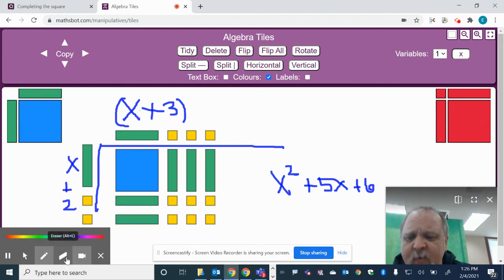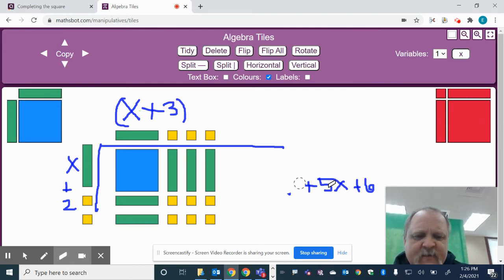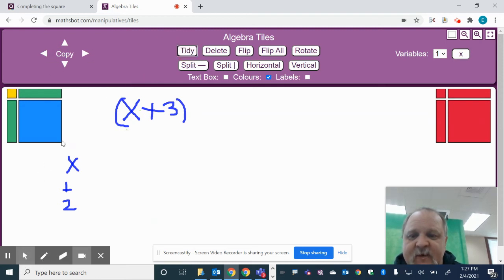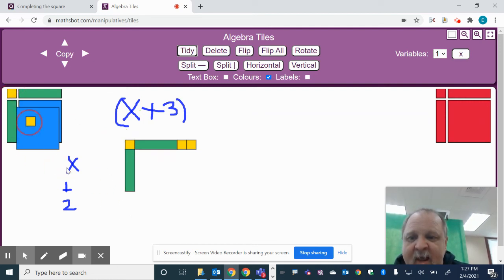Now, there is another way to illustrate this, and I'm going to erase this away. But I'm going to leave the x plus 3 and the x plus 2 up. And then I'm going to tidy up my board, which will get rid of everything. And this is the other way to do it. If I go ahead and I put in an x plus 3, and I'm going to put the third one over here, and you're going to see why in just a second. And I put an x plus 2.